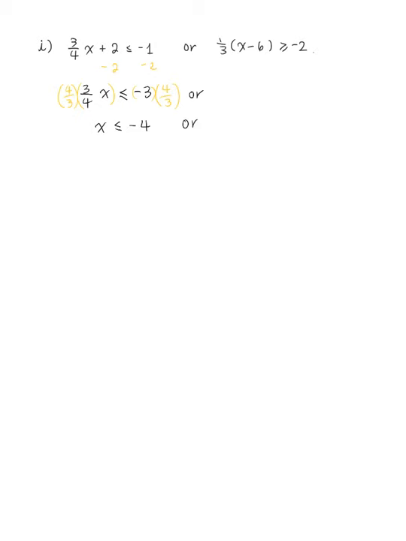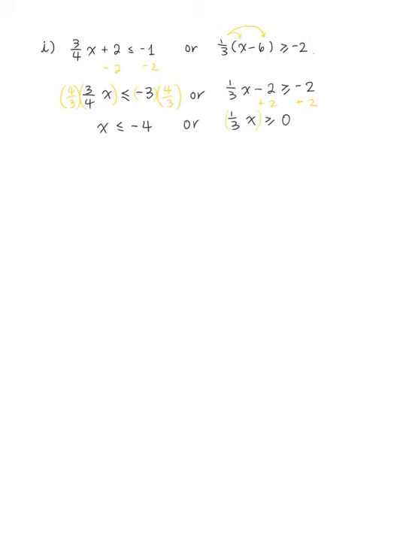Okay, now on the right hand side, you could multiply by 3 off the bat, or if you didn't see that, you can just distribute the 1/3 to each term. So here you're going to have 1/3 x minus 6 over 3, that will be 2, is greater or equal to negative 2. Now add 2, add 2. Here you're going to have 1/3 x is greater or equal to 0. So if I multiply here by the reciprocal of 1/3, which is 3, what we're going to get is x is greater or equal to 0 times 3, which is 0.